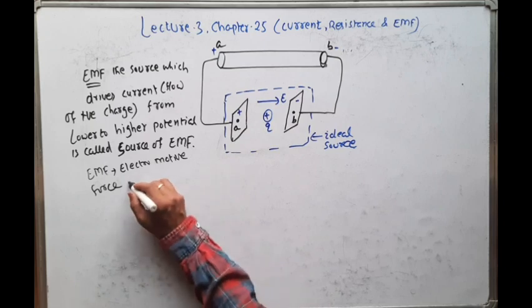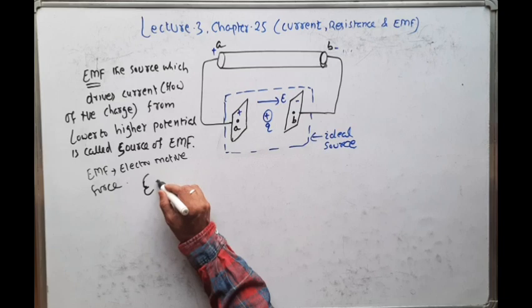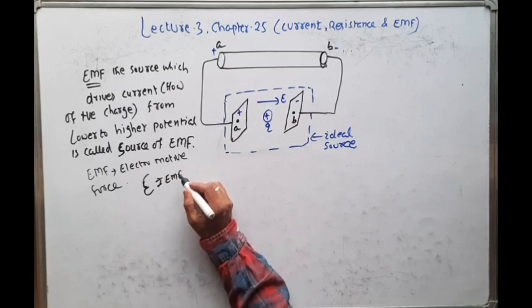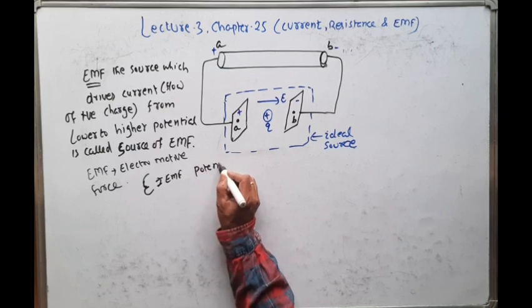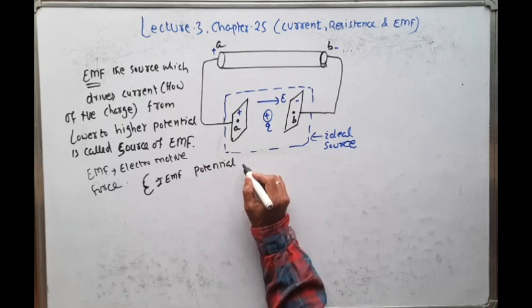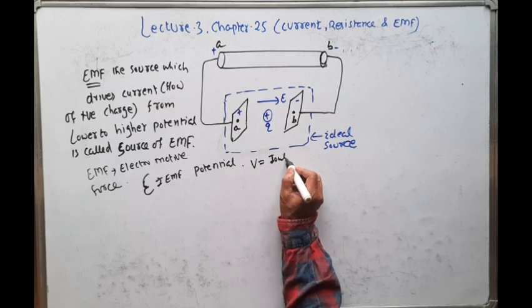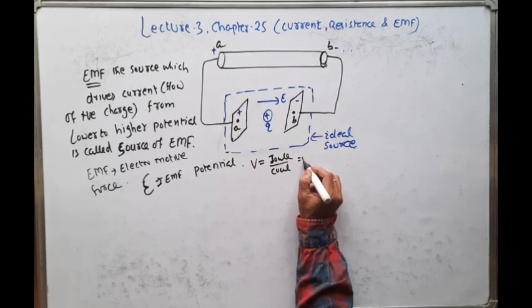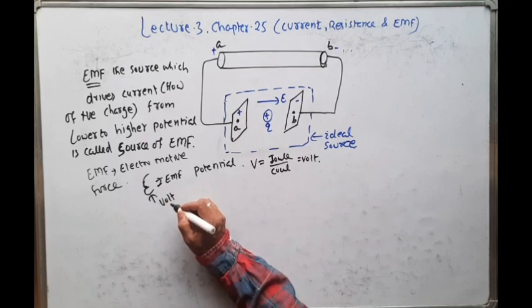Similarly, the EMF symbol is represented like this. This is the EMF symbol, and EMF is the same as potential. And you know what the unit of potential is? Potential unit is joule per coulomb, that is, work done per unit charge. That is called volt. So the unit of EMF is also volt.